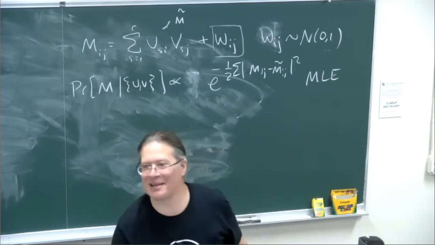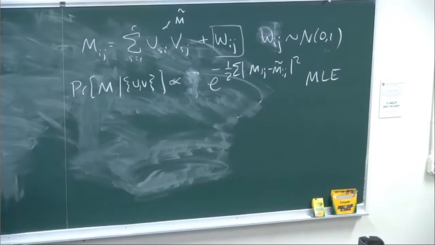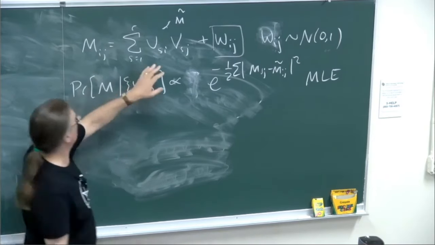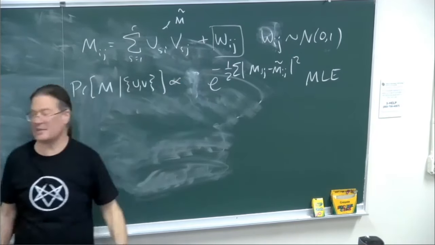Okay, anyway, so let me show you a different model. And this will probably take up the last 15 minutes. So this was the observed matrix is a low-rank matrix plus independent Gaussian noise.